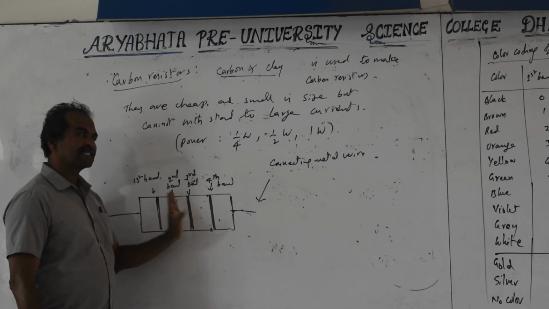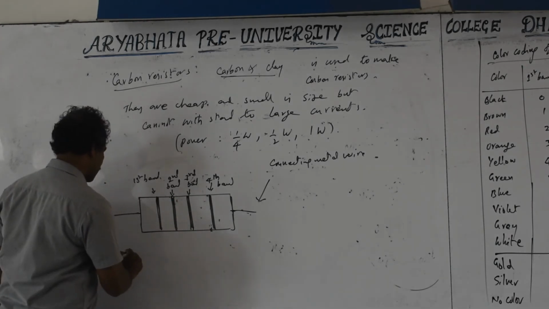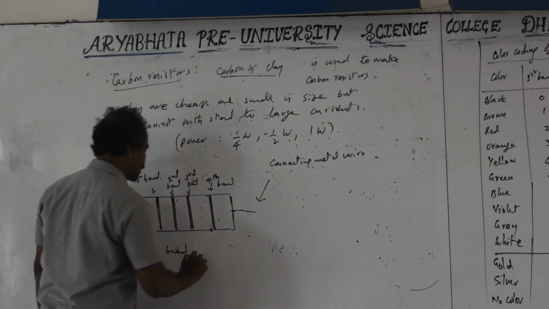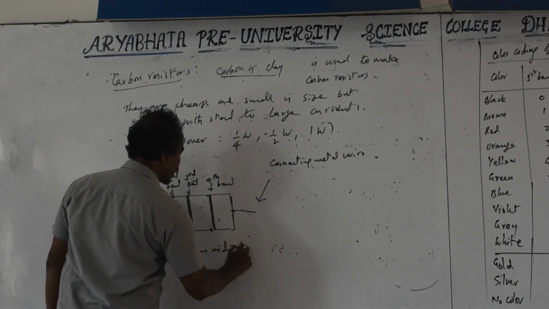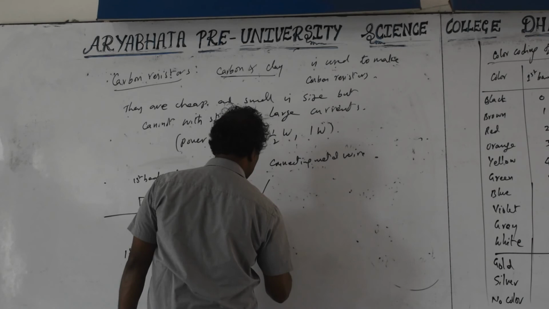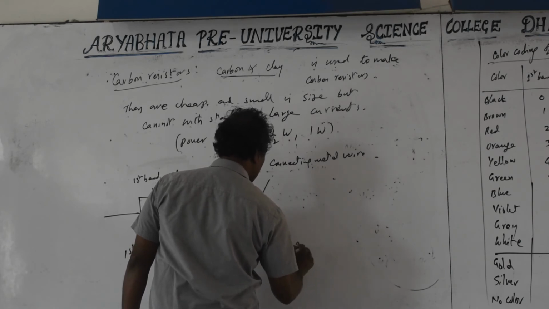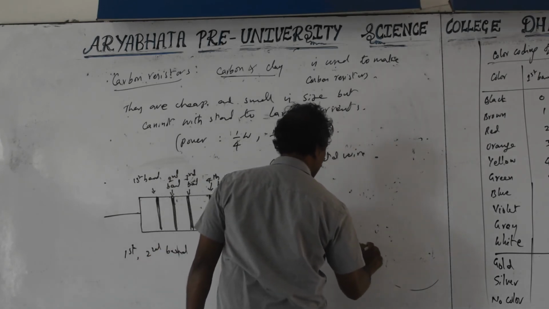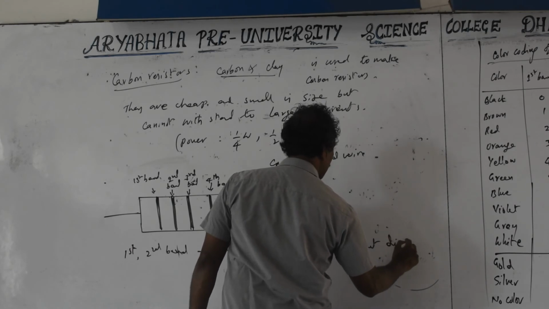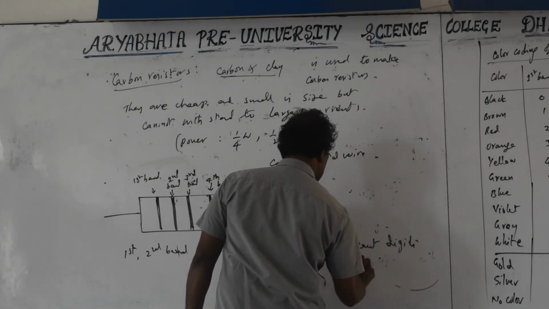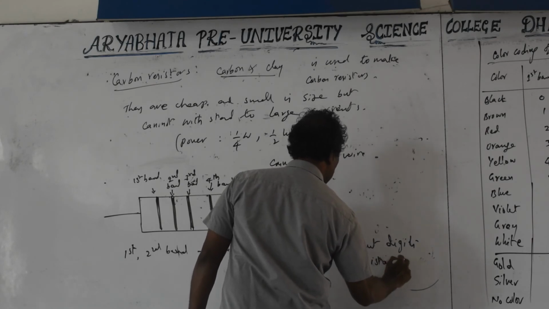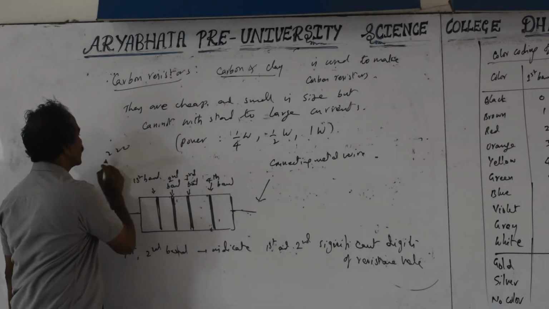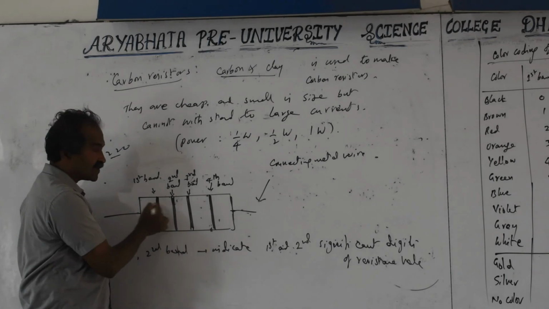So each color is given a separate value. The first two bands, the first and second band, indicate the first and second significant digits of the resistance value. Like if you have 220 ohms, the first 2 and 2 are indicated by the first two bands, digits 2 and 2.